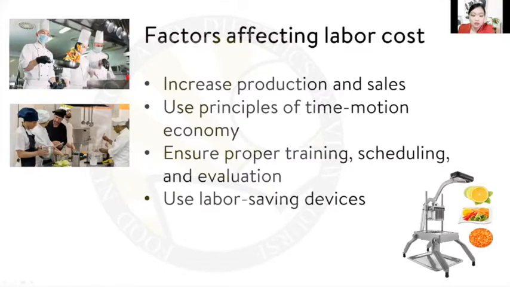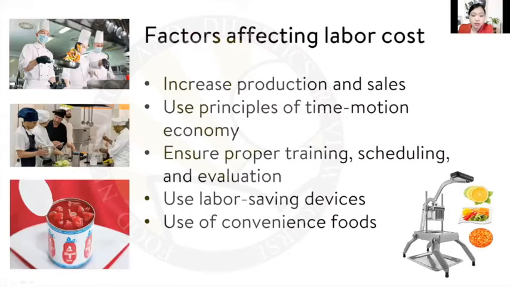The use of labor-saving devices can help us cut costs. There are equipment such as tomato dicers, automatic dish washing machines, dough mixers. So all of those equipment will help us cut on labor. And also the use of convenience foods such as canned products or pre-prep ingredients. And of course, efficient kitchen layout.